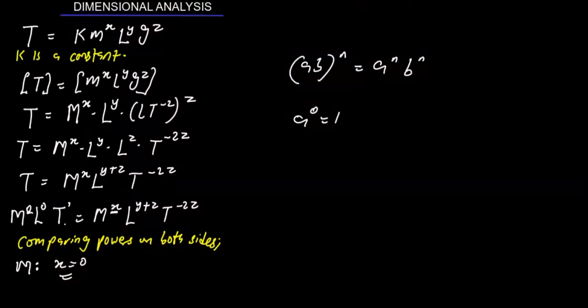Okay, let's look at this. Let me compare T. The power of T here is minus 2Z and must be equal to the power of T here, which is 1. Therefore, if I divide both sides by minus 2, then Z is equal to 1 over minus 2, or you can say minus 1 over 2, no problem. That's Z. Then let's now compare Y.